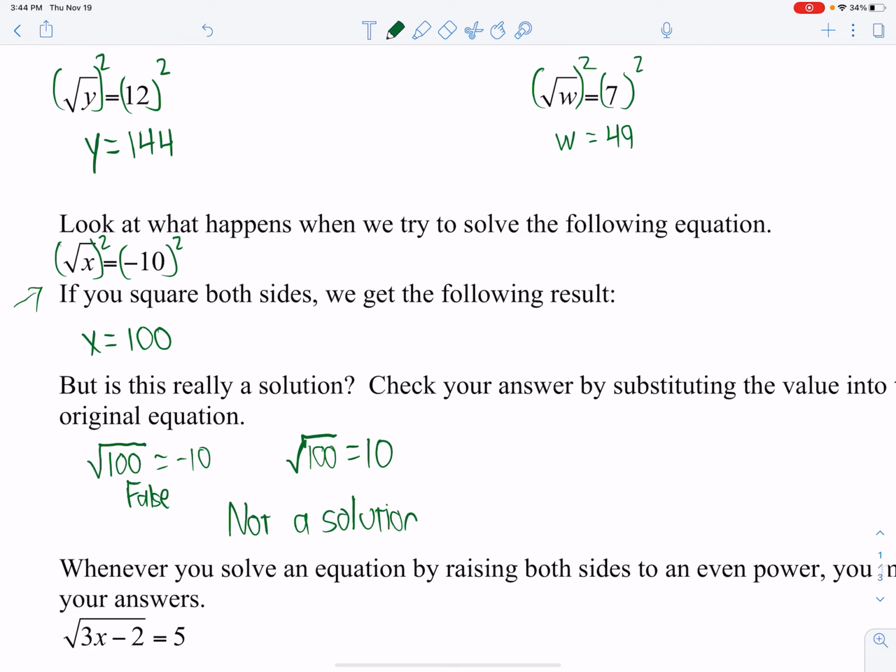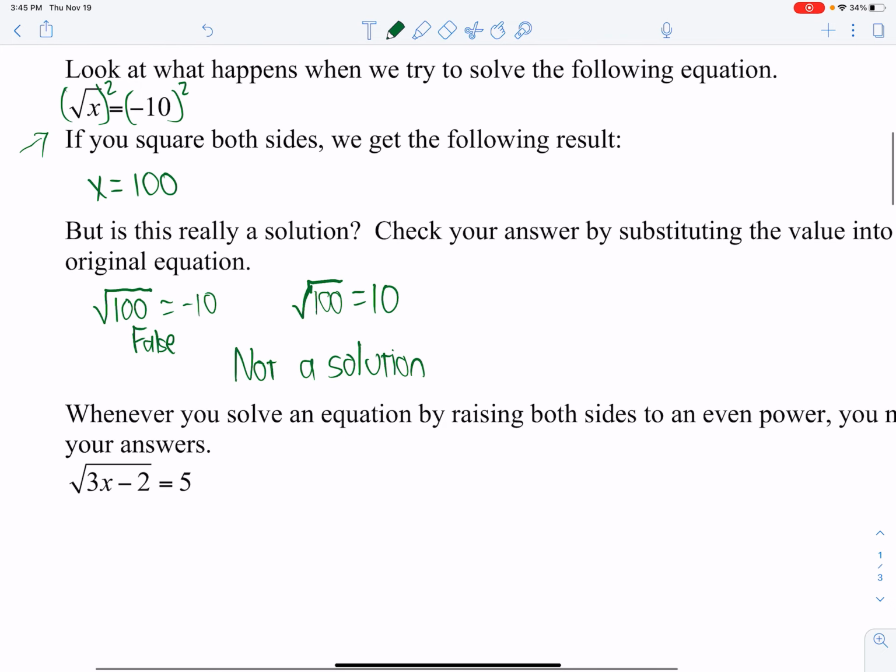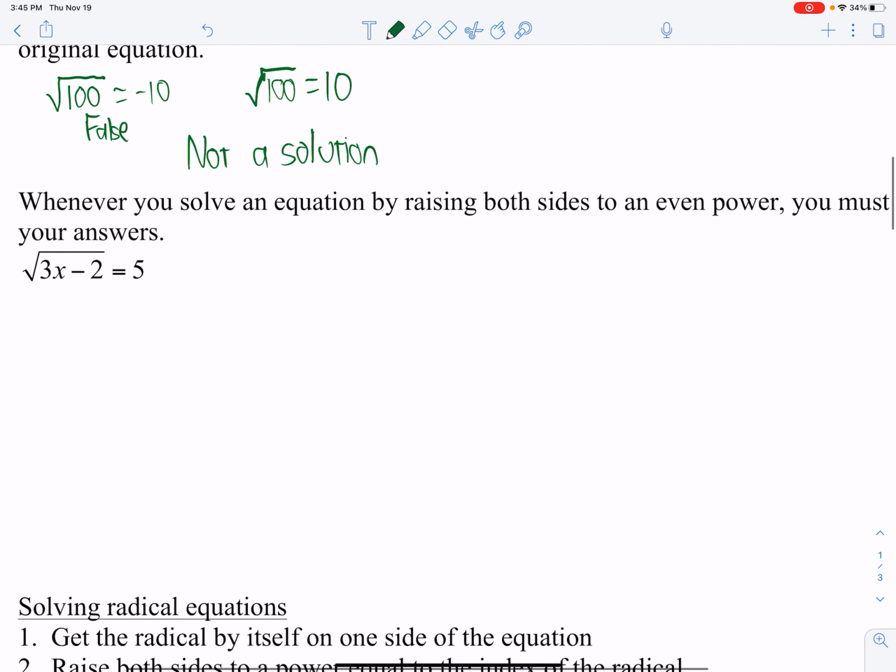So here's something that's very important to understand in algebra. When you square both sides of an equation to get rid of a square root, sometimes you end up with a false answer. Just like we sometimes had false answers that made the bottom of a fraction 0 in the previous chapter, in this chapter, when you square both sides or raise both sides to any even power, you sometimes get false answers. So that said, let's take a look at an example of how we're going to solve these equations.